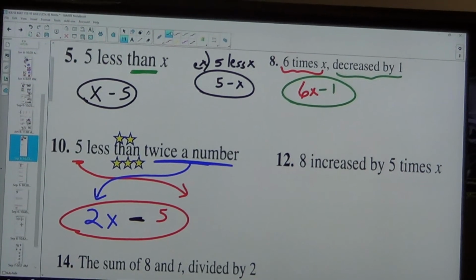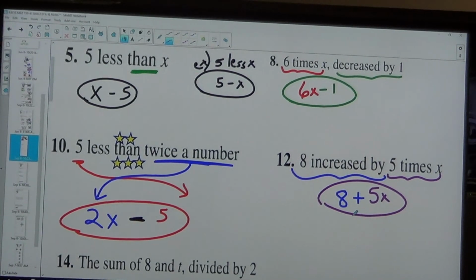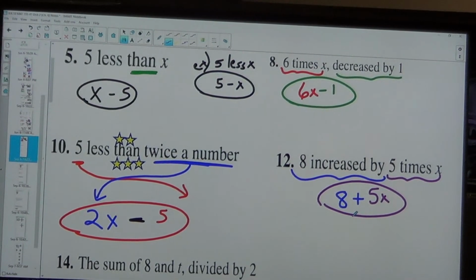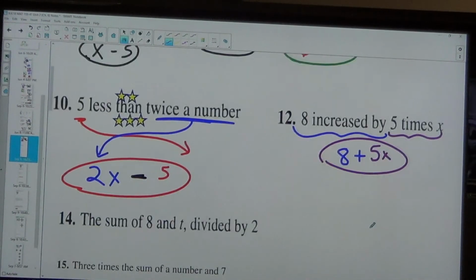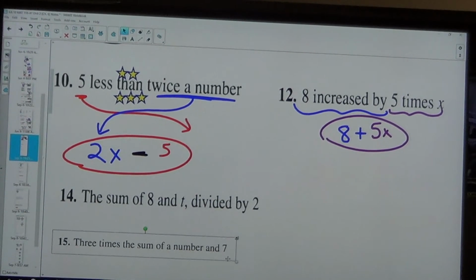Alright, so what about the next one? 8 increased by 5 times a number. 8 increased by means 8 plus 5x. And take it in little bites, y'all. I mean, this is like Thanksgiving dinner. You can't eat all of Thanksgiving dinner in one helping. Eat a little bit, sit back and digest it. Eat a little bit more. This is 6.4. So, 8 plus 5x.